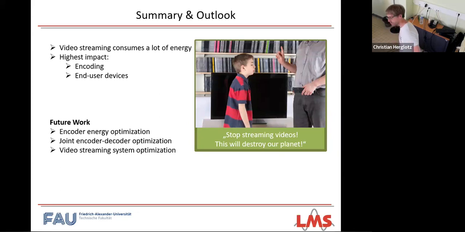And with that, let's try to not destroy our planet. It's mean. We're always looking at our thing, and our son may not watch TV. This is not nice of us. So let's try to make it possible for them.